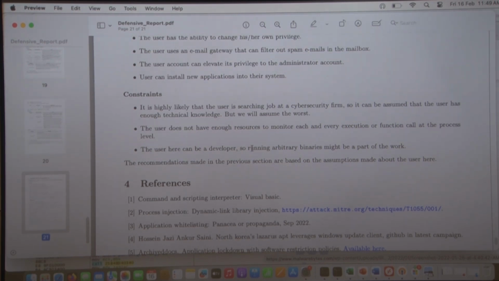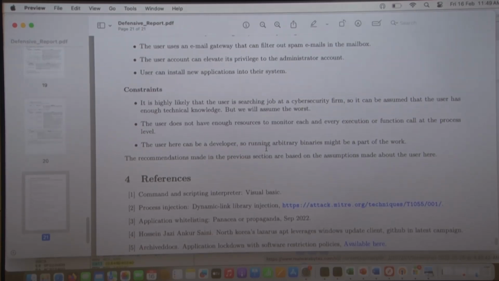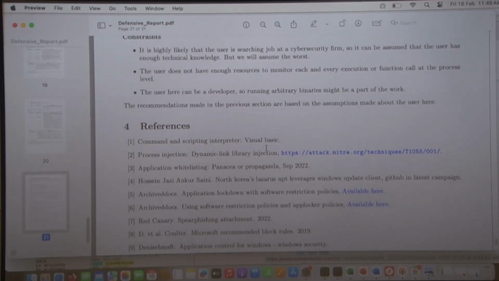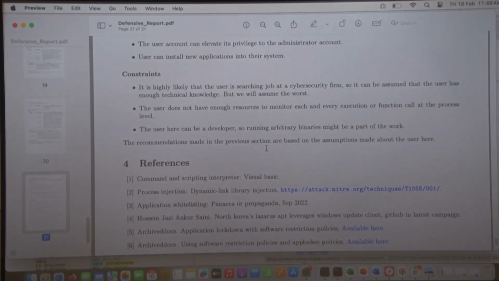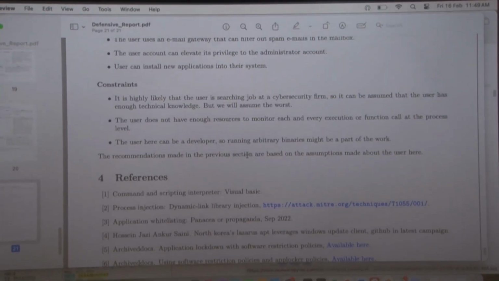Similarly, users here can be developers, so running arbitrary binaries might be part of their work. We already discussed during the class that there may be environments where arbitrary binaries must be executed for the normal operations of the victim organization. In that case, how do we deal with arbitrary, new or unknown binaries, and how do we see their behavior before they get executed in the user environment? We can create a sandbox or isolated environment to execute and analyze them first, and only then allow them to run in the user environment. Something like that we can recommend.